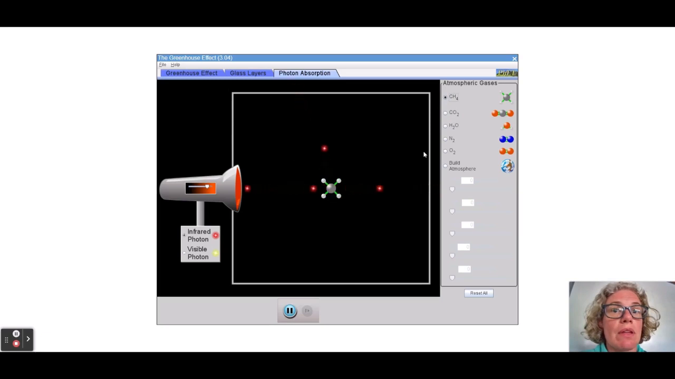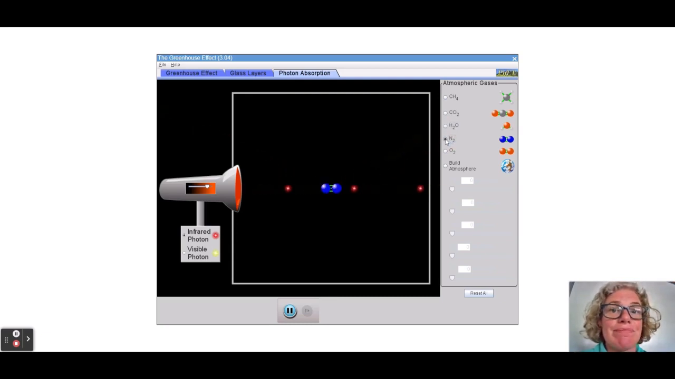Here we've got it with methane. It does the same thing. It's going to cause some of the energy to be absorbed by this type of molecule and cause that energy to bounce off in weird directions, including back towards our planet. Okay, water will do the same thing. And that's why methane, carbon dioxide, and water are considered the major greenhouse gases.